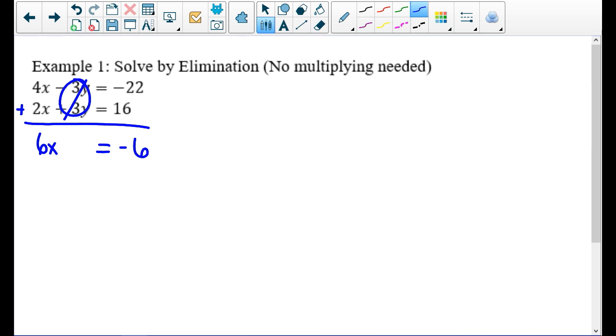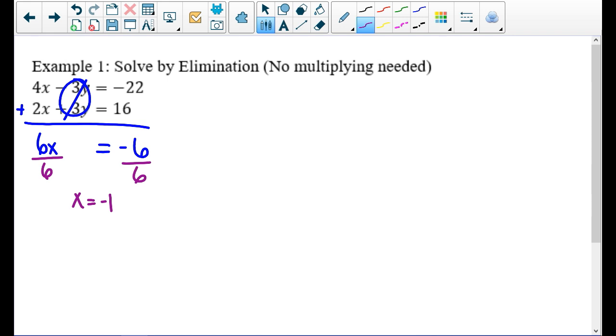And now we're just solving the equation just like we would any other equation. Now we have a single variable equation, so we're just going to solve it algebraically. So divide here by 6, so x equals negative 1. Now we're halfway done.